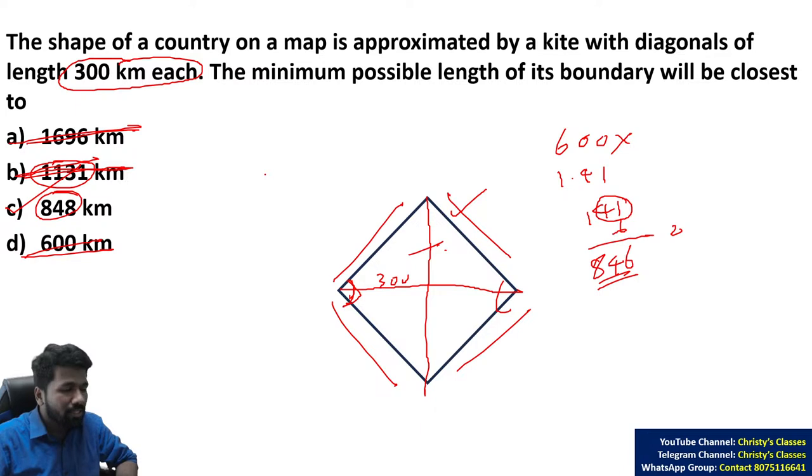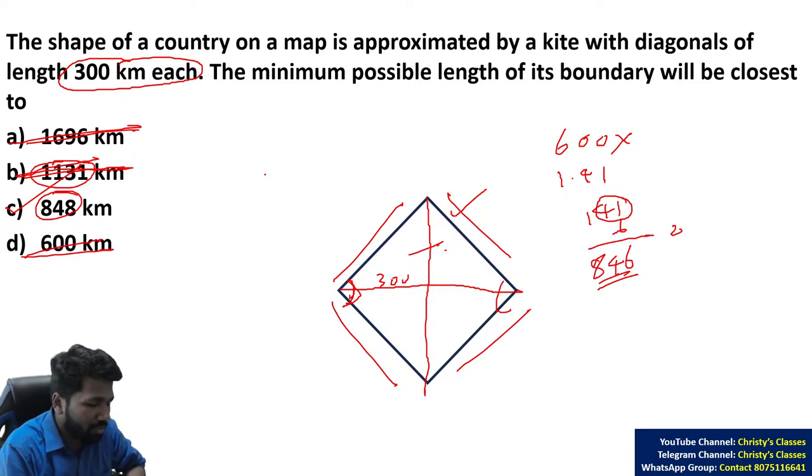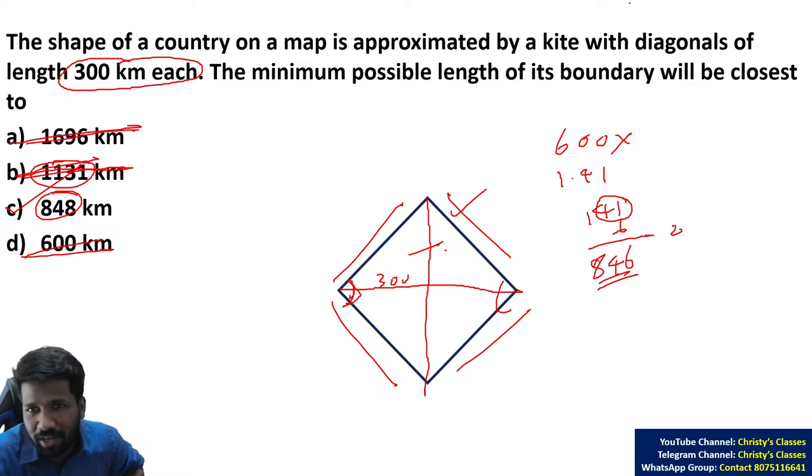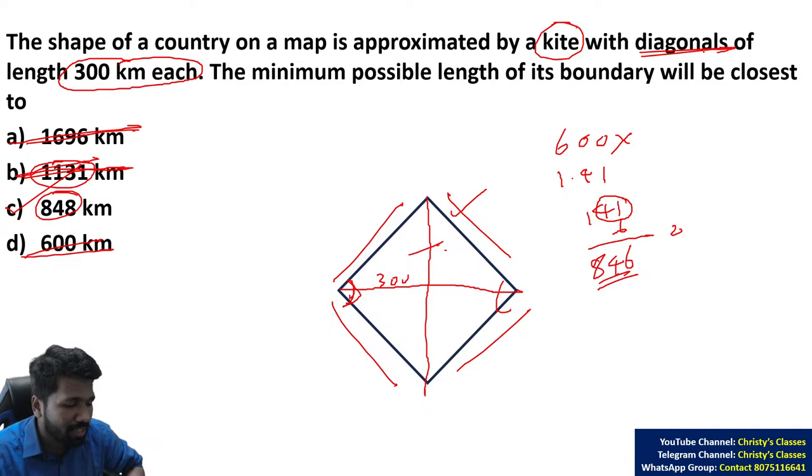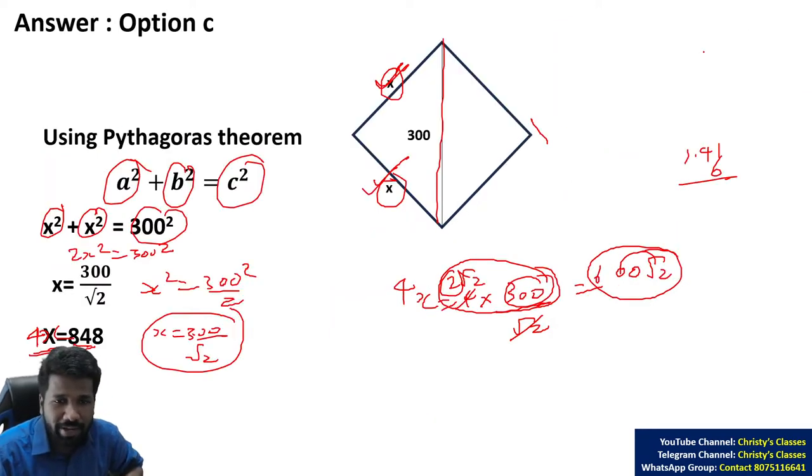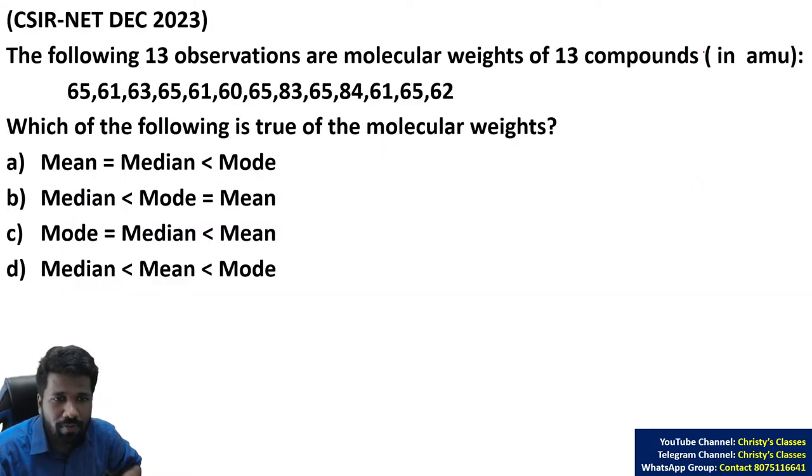Sabko clear hai na ye? Very simple question. It is all about understanding the meaning of the question. They have purposefully used the word kite to confuse you. But diagonals equal hai. Usse samajh mein aa sakta hai. The shape is a rhombus itself. That is why the side lengths also will be equal.